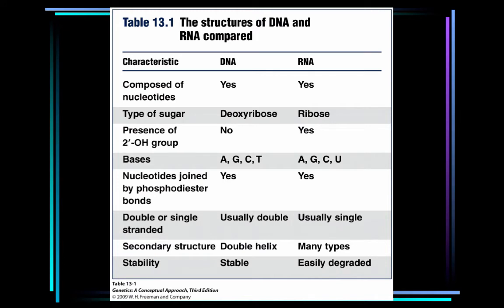So this table in your book is really a good way to look at the differences of DNA compared to RNA. So both structures are going to be composed of nucleotides, but the sugars change. So deoxyribose is going to be present in DNA, whereas ribose is going to be present in RNA. And then the bases are going to be the same, except U is going to replace T with RNA.